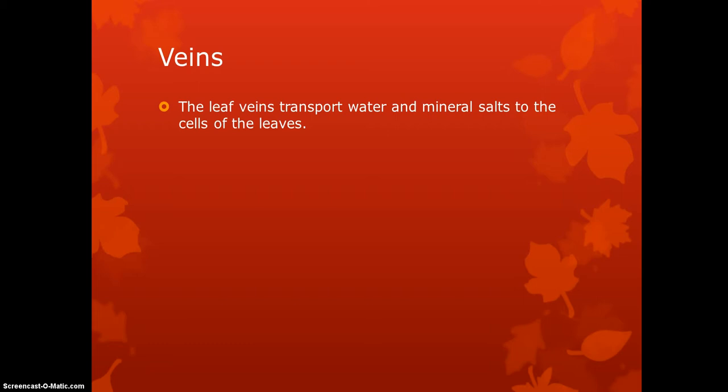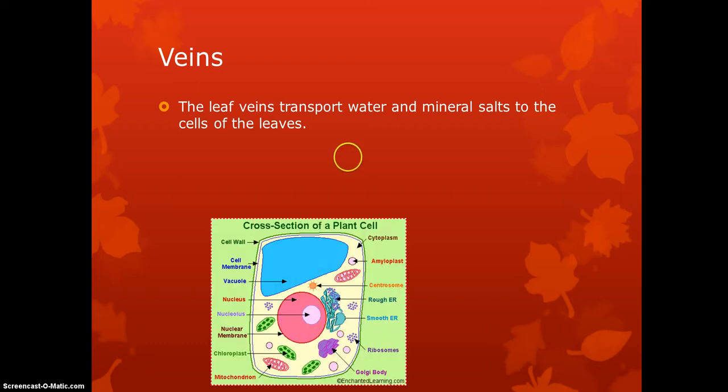In case you forgot, the cells of the leaves look like this, with the cell wall, the cell membrane, cytoplasm, as well as chloroplast and the nucleus. Now, why do the cells need the water and mineral salts? Think about it. What will it do with it? It will use the water and mineral salts to make food.